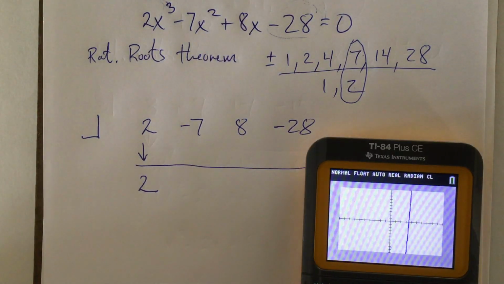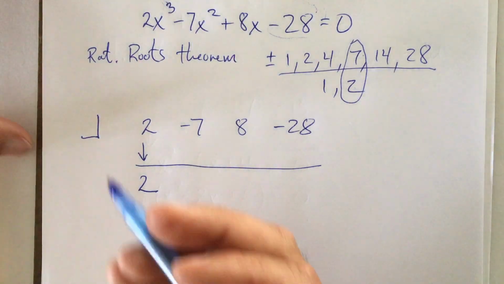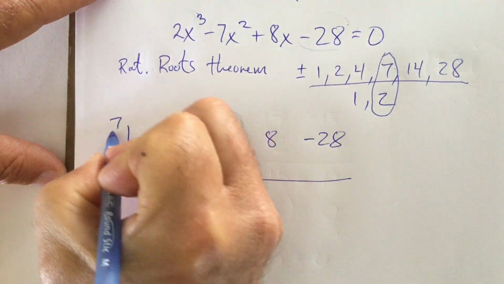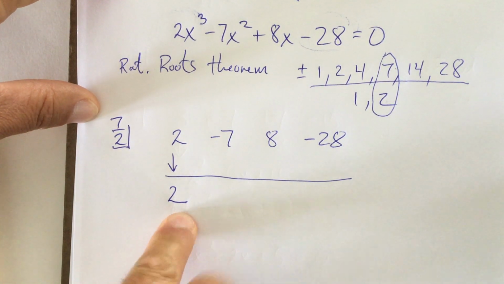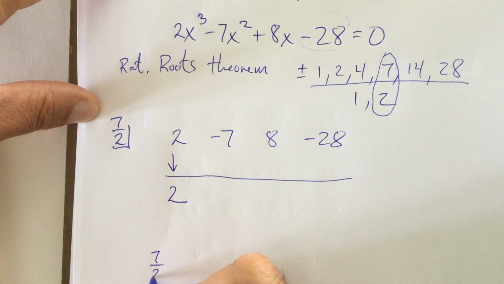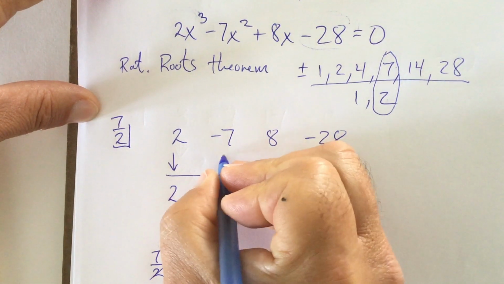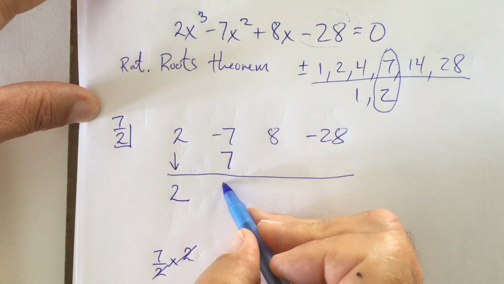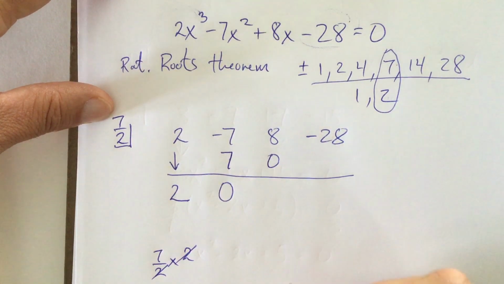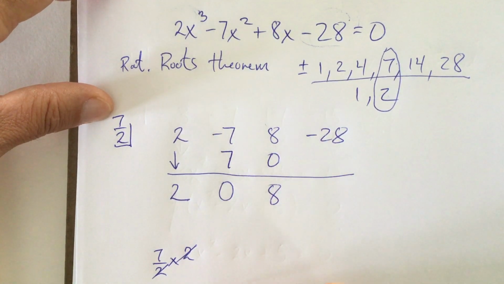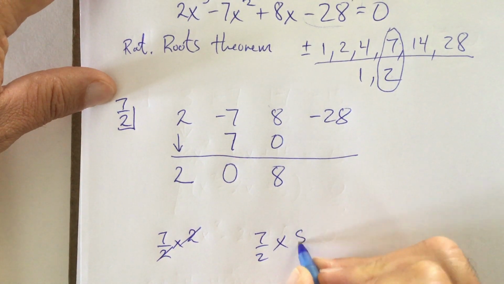Okay, so I have my graph. I'm going to turn this off now and get it out of my way. Because if I am correct, then 7/2 is the one I got to use. And I go, what's 7/2 of 2? Cross cancel. That's a 7. Add down, I get 0. That's okay. What's 7/2 of nothing? Nothing. Add down, I get 8.